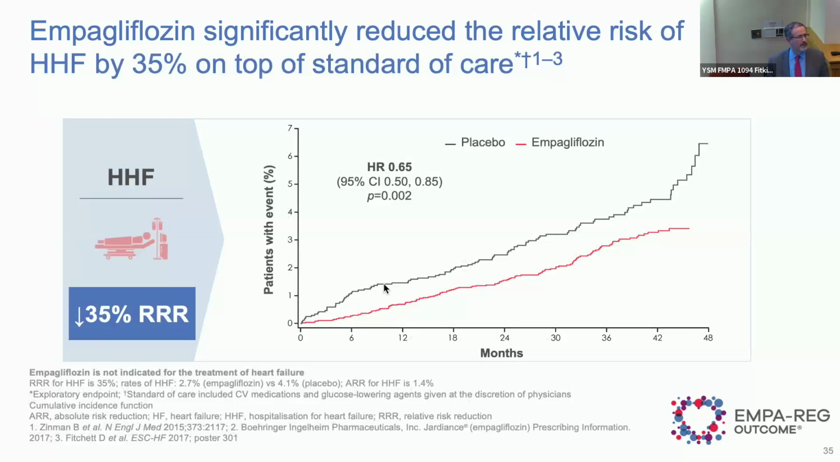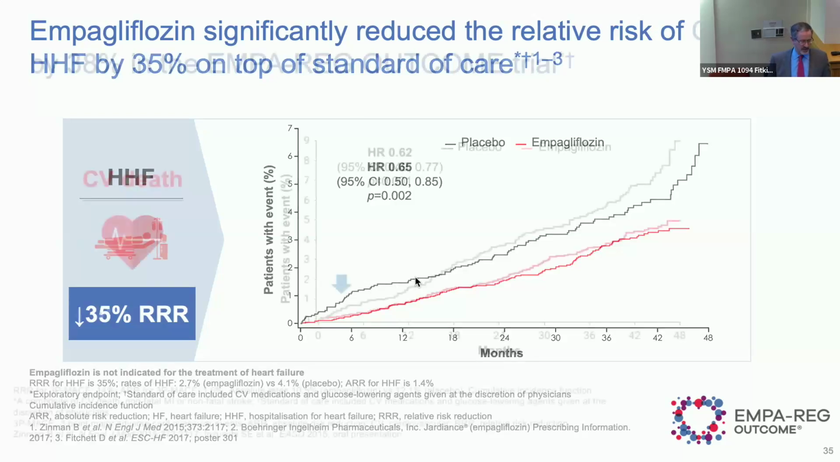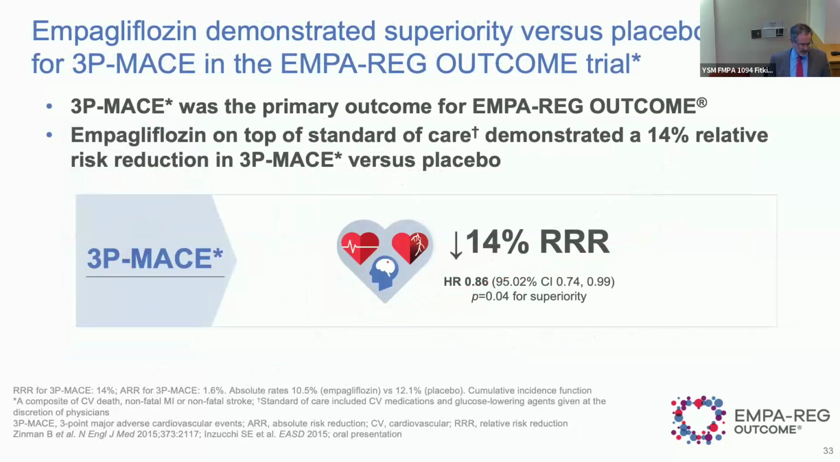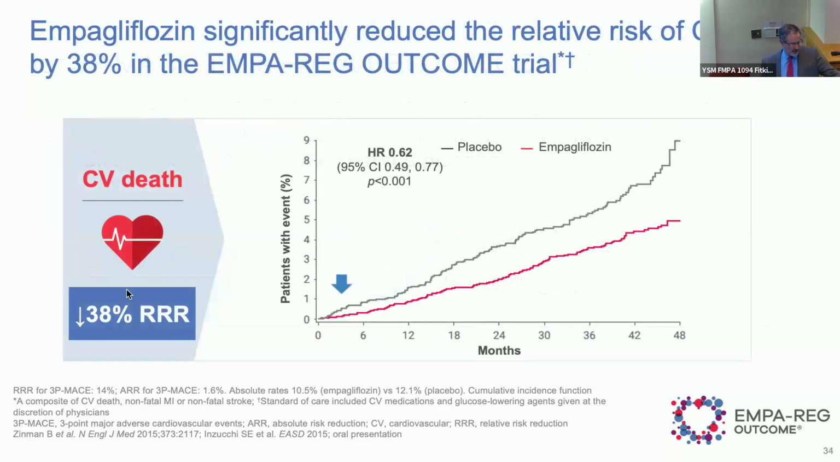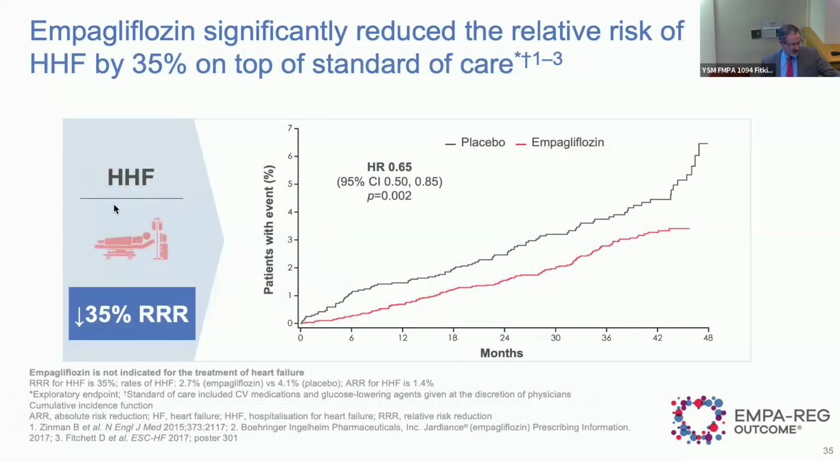Silvio, would you be able to explain what MACE is? I'm sorry, MACE, major adverse cardiovascular events. So that's the trio of non-fatal MI, non-fatal stroke, and CV death. It's been a classic outcome in lipid trials, blood pressure trials. CV death was down 38%. And this is a secondary outcome, was heart failure hospitalization that was reduced by 35%.